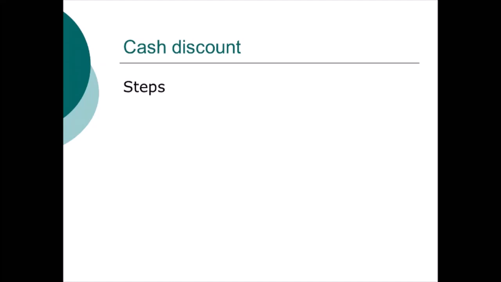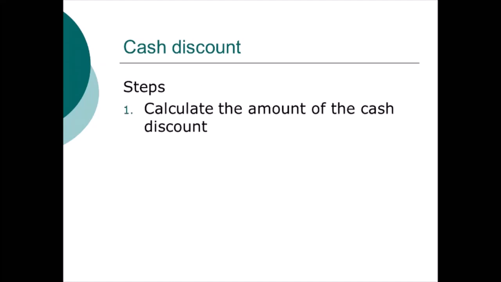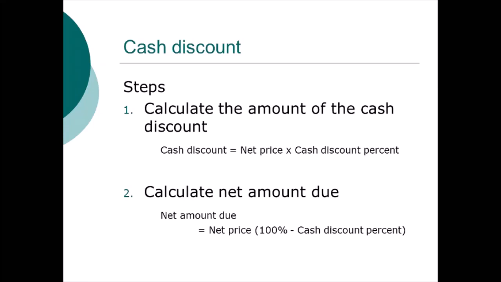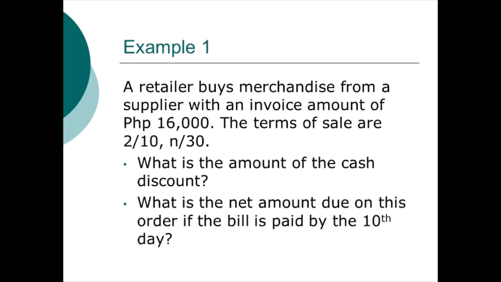Let's now solve the cash discount. We will observe the following steps. Calculate the amount of the cash discount, then calculate the net amount due. Example: a retailer buys merchandise from a supplier with an invoice amount of 16,000 pesos. The terms of sale are 2% within 10 days and the net is due in 30 days. What is the amount of the cash discount? Then what is the net amount due on this order if the bill is paid by the 10th day?